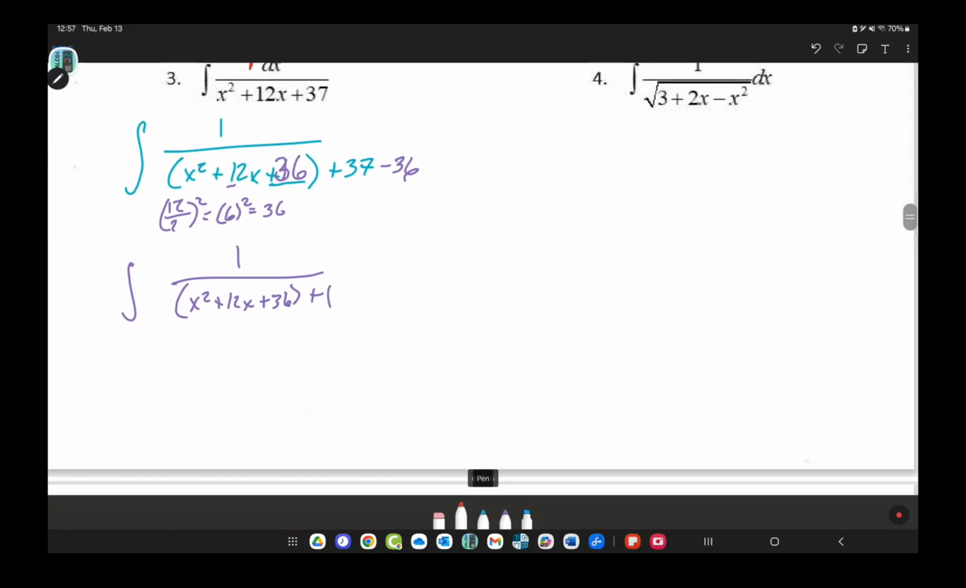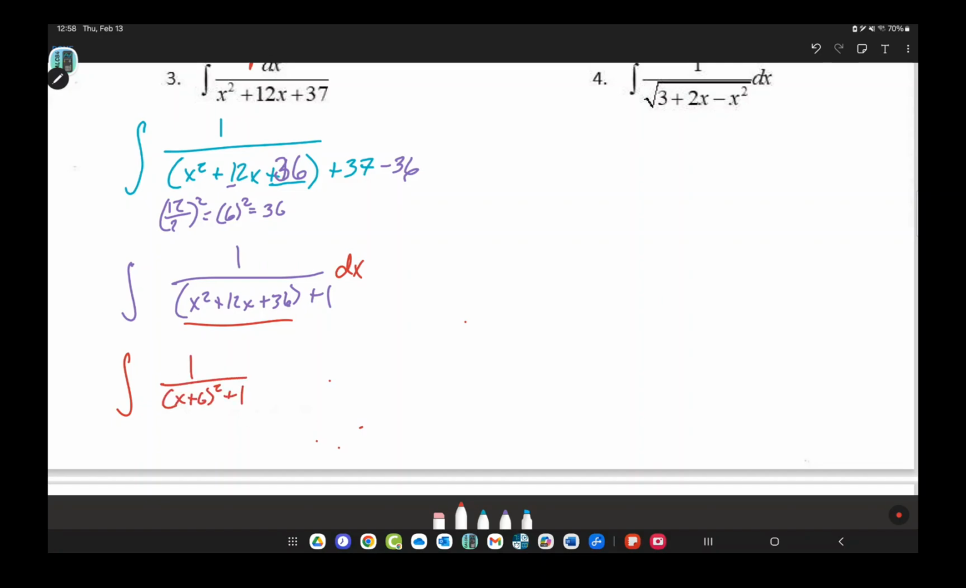So what is this in factor form? Because I need an x squared, I need some x plus 6. Yes. So we have the integral of 1 over (x plus 6) squared plus 1.